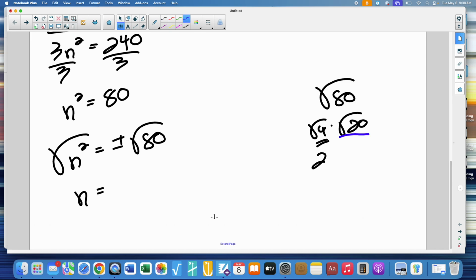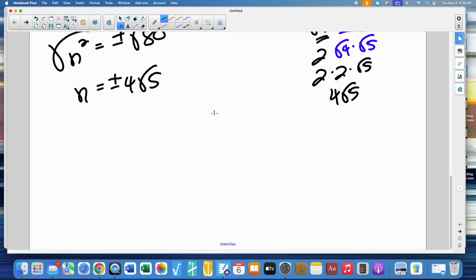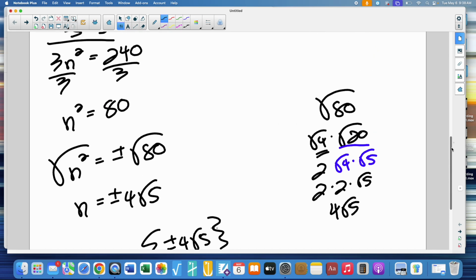I wouldn't want to leave it as 2 rad 20 because rad 20 can also be simplified. So make sure you simplify it completely. That's where many students will make their mistakes. These 2's are on the outside, so it becomes 4 rad 5. So my final answer is plus or minus 4 rad 5. So make sure that you continue to simplify. Don't leave it as 2 rad 20. That can still be simplified.